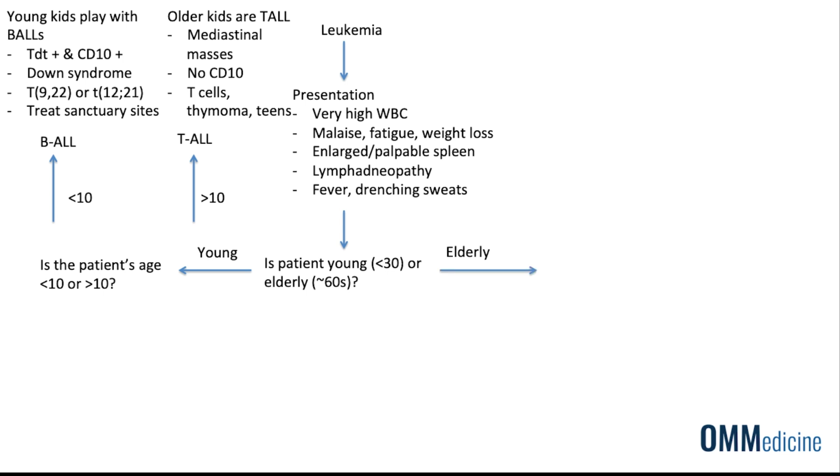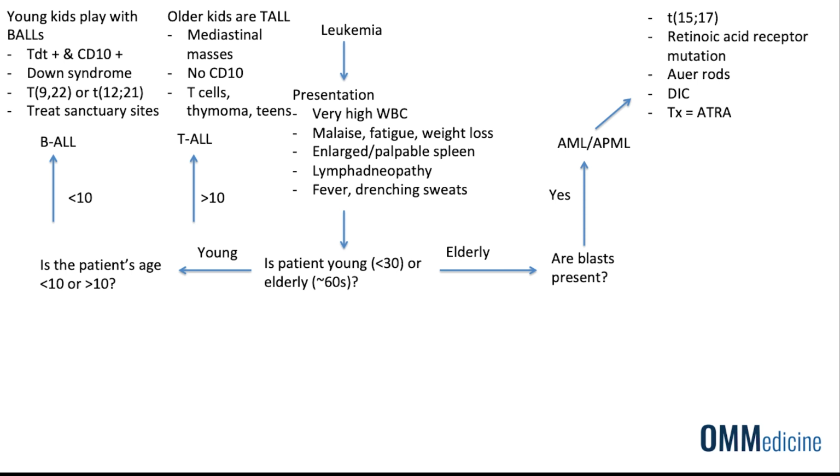So what if we have an older patient? Well, the first thing we need to ask ourselves is, are there any blast cells present? And if the answer to that question is yes, then we know we're dealing with either AML or a subtype of AML called APML. These patients will have a translocation between chromosomes 15 and 17 that commonly affects the retinoic acid receptor. They'll have Auer rods in their cells, which is a great test question, and you should be familiar with how Auer rods look. And they commonly present in DIC.